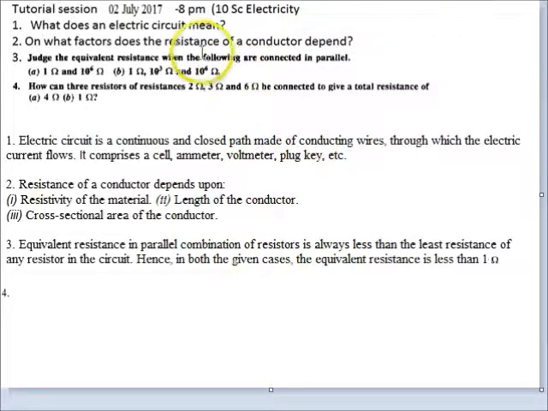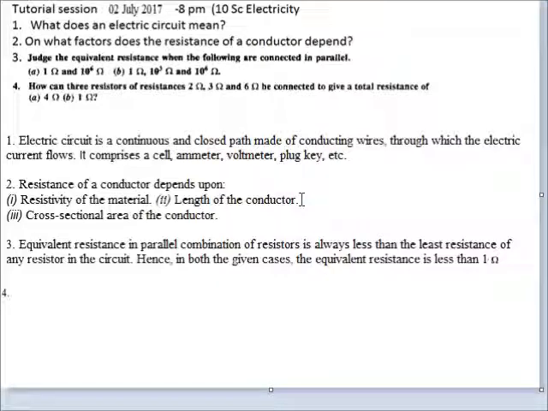Next question is, on what factors does the resistance of a conductor depend? Well, there are three important factors. Number 1, resistivity of the material, then length of the conductor, and thirdly, equally important, is the cross-sectional area of the conductor.